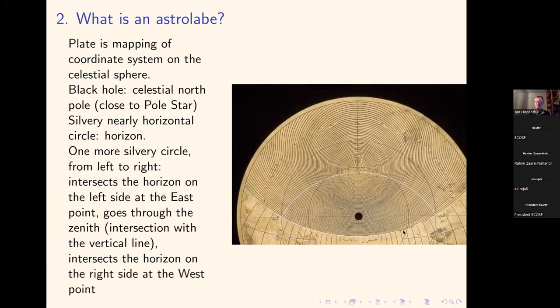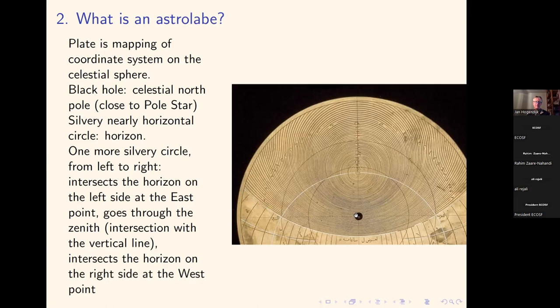This point is the east. This point here is the north. And then we have this point here. It's the point right above your head. So it's the zenith. This little hole here is the position of the celestial north pole. So it's above the northernmost point of the horizon at a certain distance.